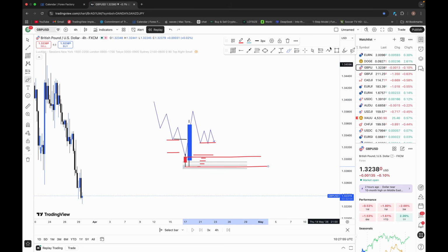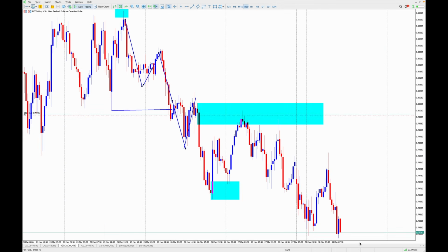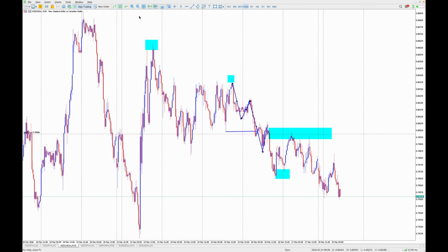So what will happen, of course, is that we'll get faked out. Something like this can happen. It will come and then, of course, make its way to the upside. So this is a simple explanation of supply and demand and what types of areas to choose.